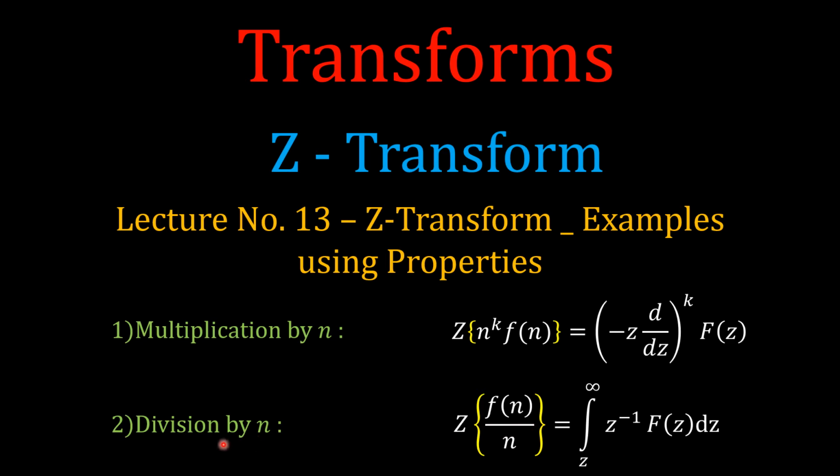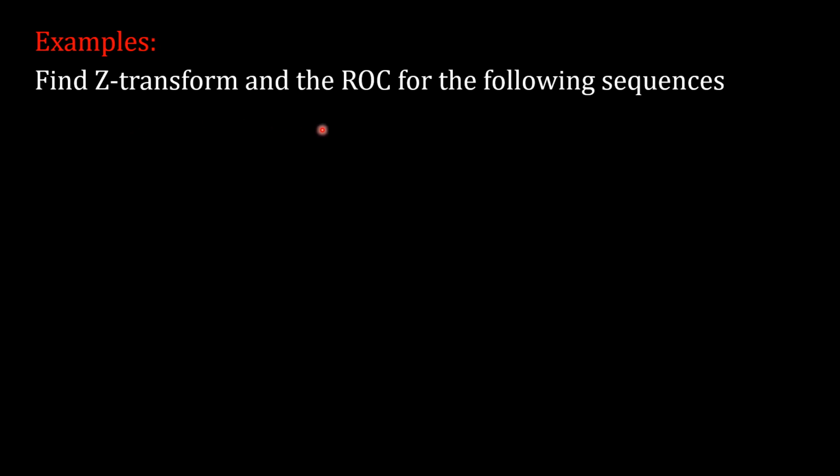So let us go to solve the examples. In this, we are going to find Z transform and its region of convergence for the given sequences. First sequence is f of n is equal to n square into 5 raised to n for n greater than or equal to 0. Here we can treat this f of n as 5 raised to n multiplied by power of n, that is n square, which is similar to n raised to k. Hence, we can use here multiplication by n property.